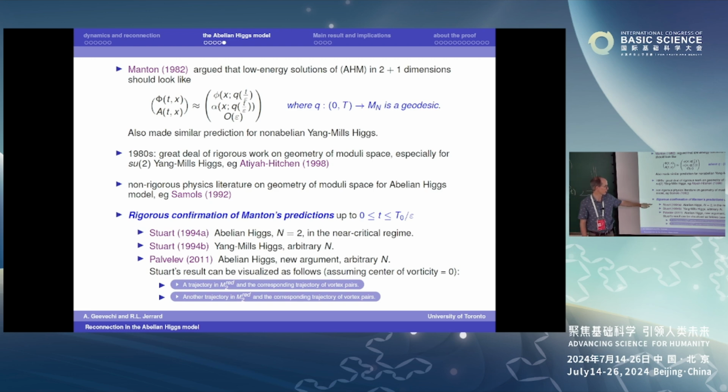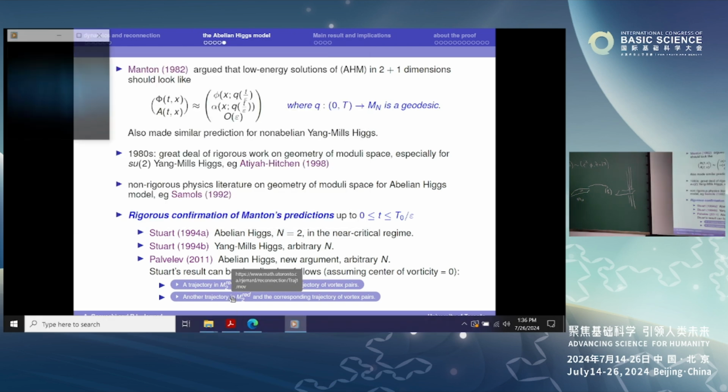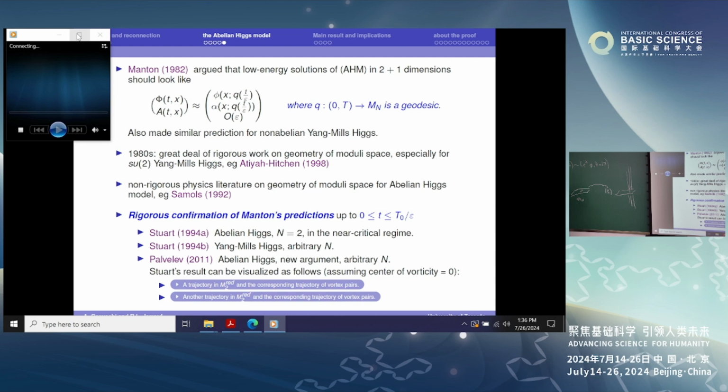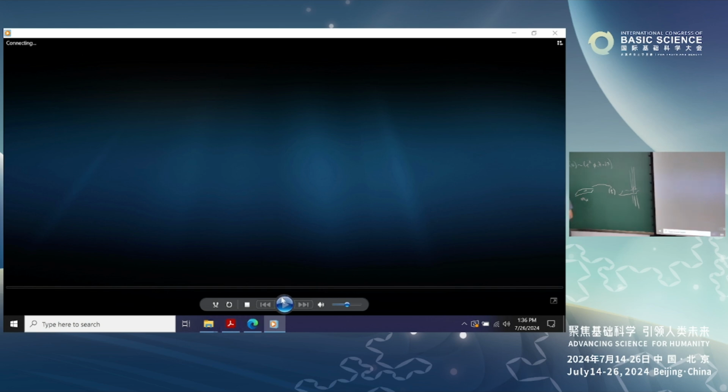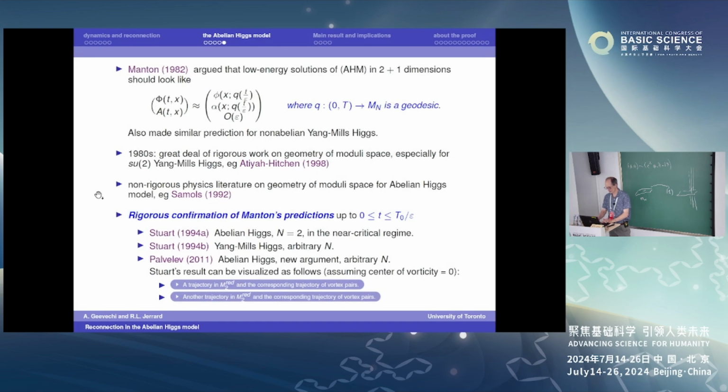Then Stewart in 1994 proved rigorously that this prediction is true for n equals 2 vortices. He also did the Yang-Mills Higgs model. And then Pavlov extended Stewart's result to arbitrary n. And so here I was going to visualize Stewart's result. This is actually exactly the same video as last time, the one I already showed. Let's look at the next one. So you can also imagine a trajectory that does not quite pass through the origin. Okay, I don't want to waste too much time on this. Let's not bother. Okay, and so the main result that I want to talk about is extension of these results to higher dimensions.